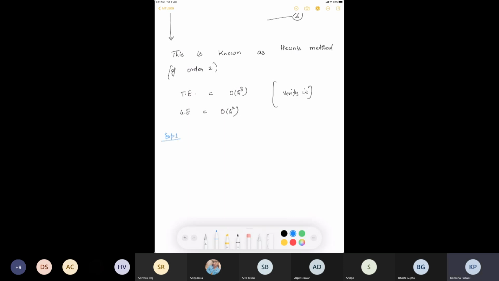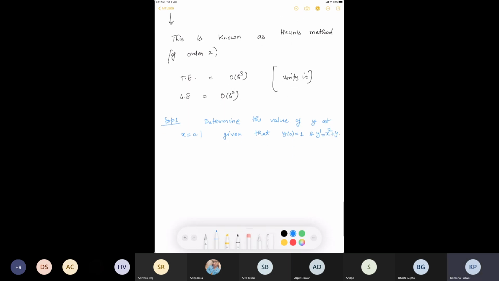Example 1: you have to determine the value of y at x equal to 0.01, given that y at 0 equals 1, and the associated differential equation is y prime equals x square plus y. And you have to use Heun's method.